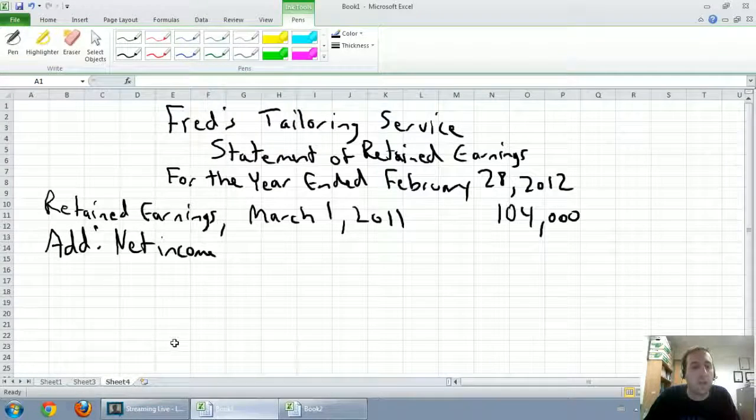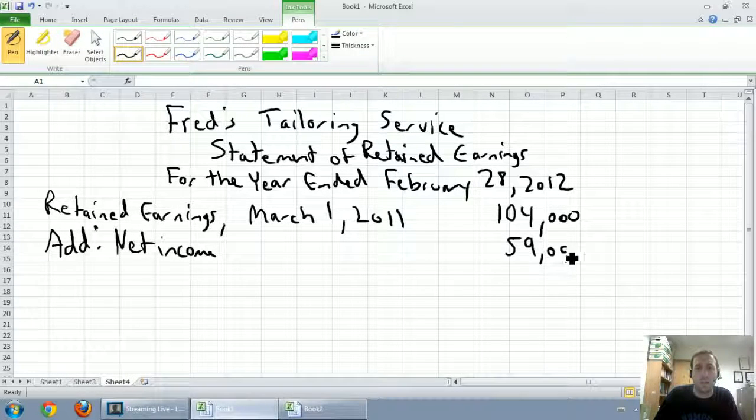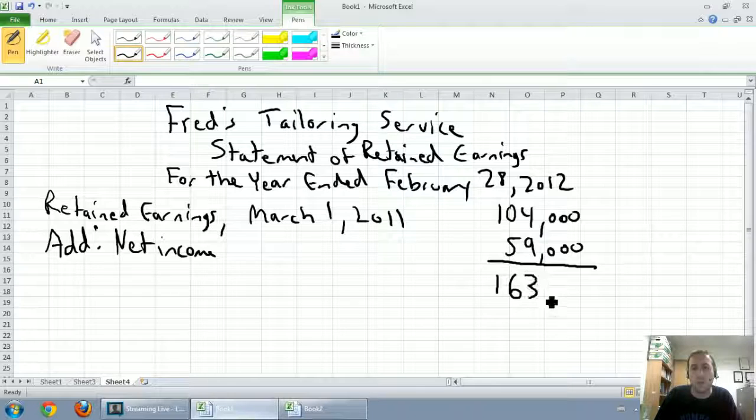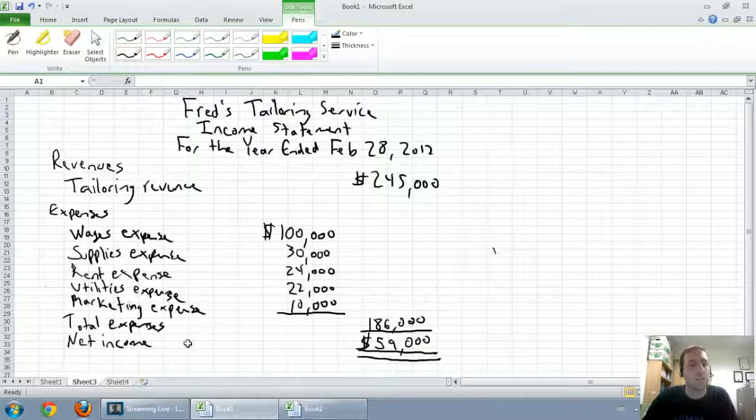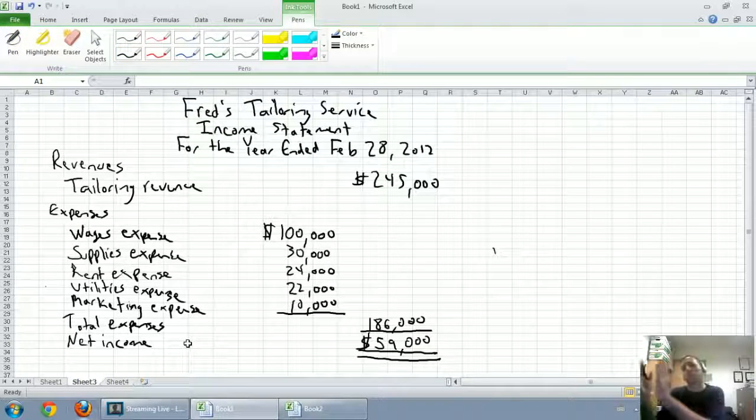So let me fill that in. Net income of $59,000. $43,000, and we're going to subtotal here. For this subtotal, we don't have to write a name or any words, we're just going to write down a number. So our subtotal, 104 plus 59, is $163,000.